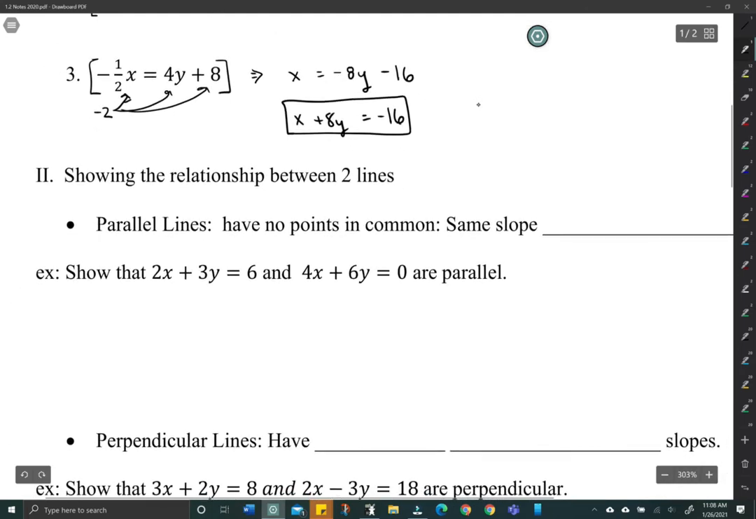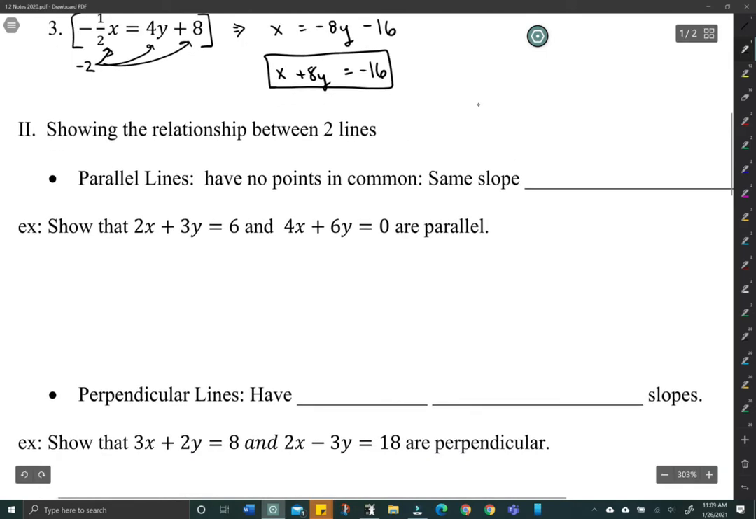So basically, some definitions here. Parallel lines have no points in common. They have the same slope, different y-intercepts. Different y-intercepts, okay? There are all sorts of parallel lines out there.